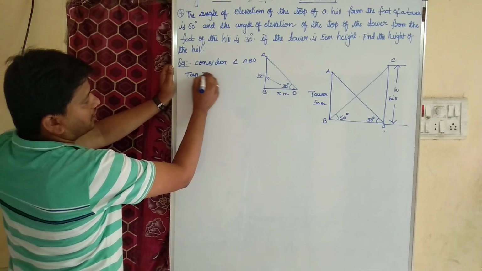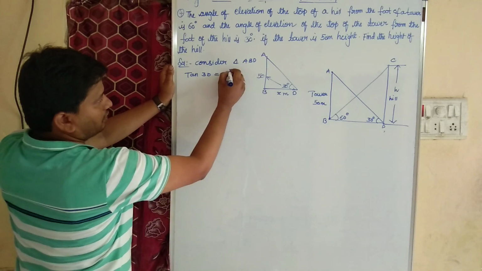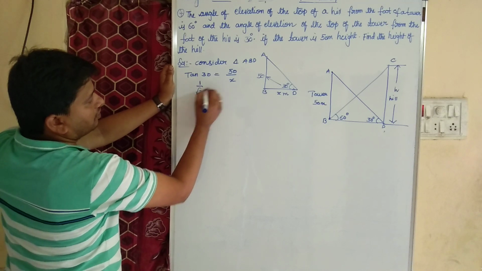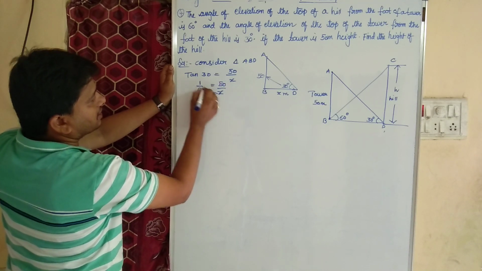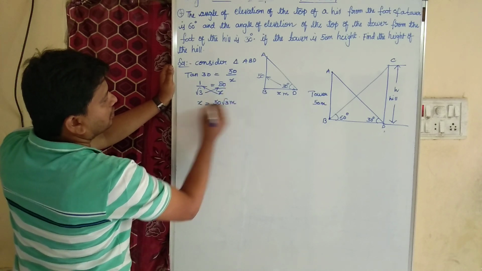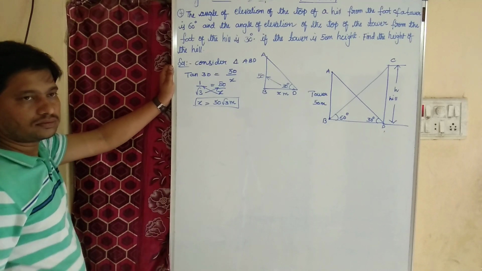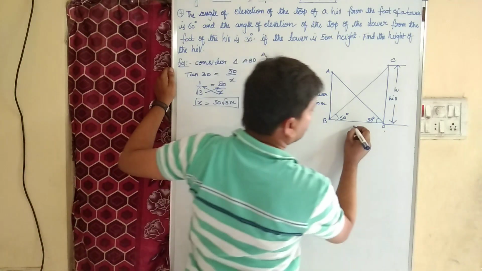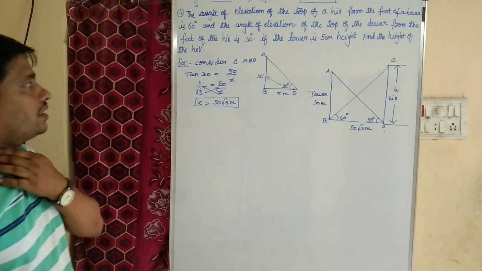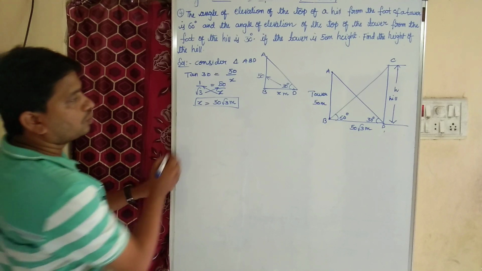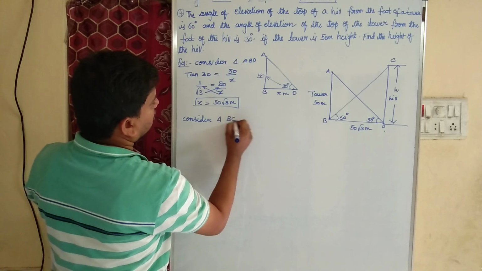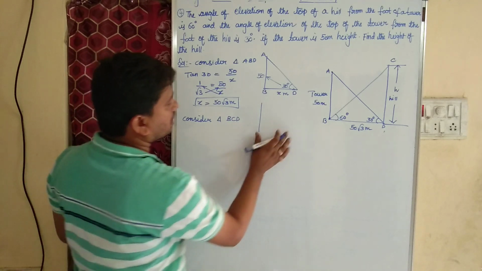Again I need to use tan ratio. Tan 30 equals opposite is 50 and adjacent is x. What is tan 30, children? 1 by root 3 equals 50 by x. 1 into x equals 50 into root 3. So x is equal to how much? 50 root 3 meters. I mean BD is 50 root 3. Right? Actually we need to find the height of the hill. So let us consider now triangle BCD.